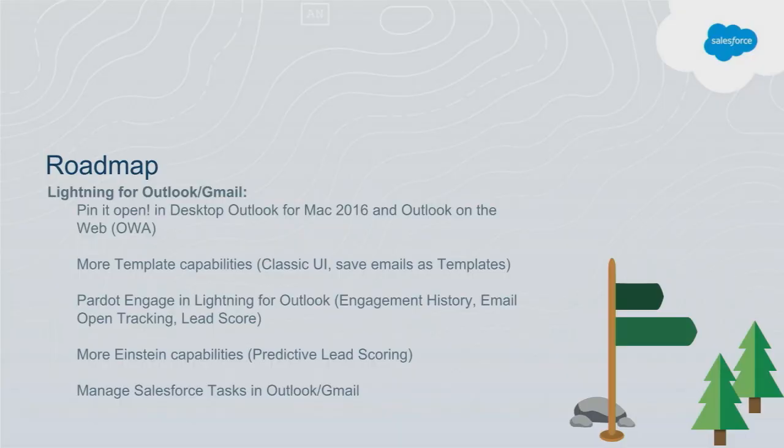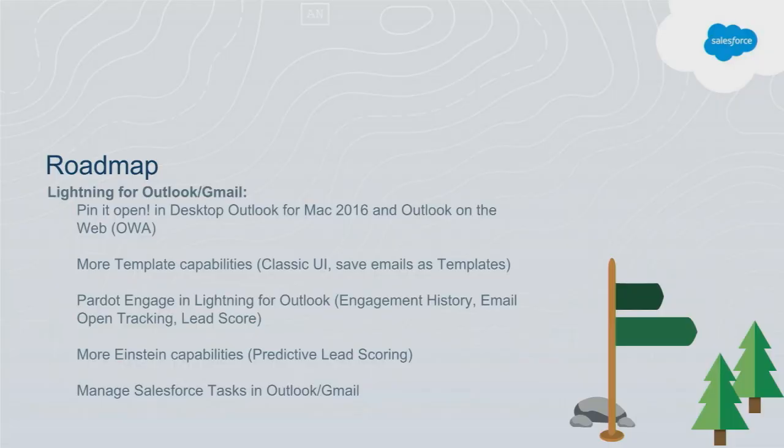We know you're eager to hear about the roadmap, so I'm going to cover what's coming in Lightning for Gmail and Lightning for Outlook. We're going to continue working with Microsoft to bring that pin in desktop Outlook for Mac 2016, as well as Outlook on the web, which is when you open your browser to read your emails on webmail. That is going to come out later in the calendar year 2017. So stay tuned. We're going to use the Success community to let you know when that's available.